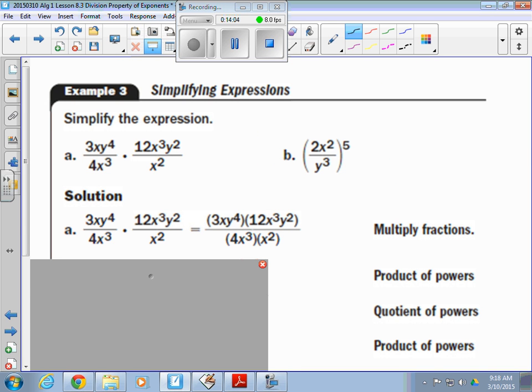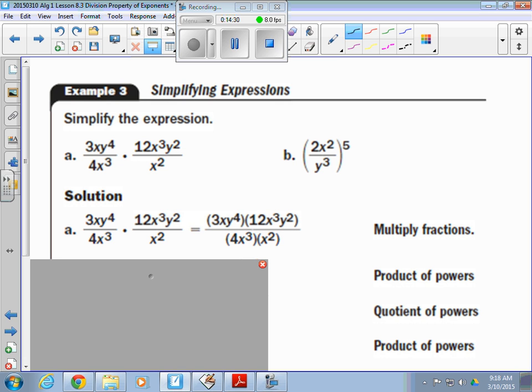Example number 3 is simplifying expressions. Now you're putting a lot of stuff together. You're putting multiplying bases and adding exponents together, dividing bases and subtracting exponents together, and raising powers to powers. So you have 3x to the 4th y to the 4th over 4x to the 3rd, times 12x to the 3rd y squared over x squared.